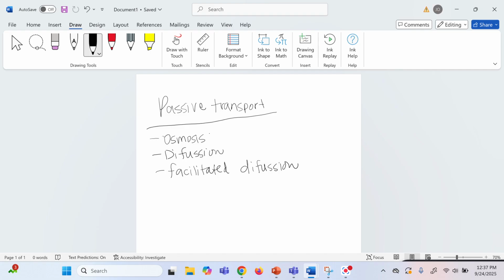Osmosis is the movement of water. Diffusion is the movement of all other molecules besides water through the membrane. These both go right through the membrane. And then facilitated diffusion goes through a protein channel. All three of these go from high to low, remember, up the hill to down the hill, high concentration to low concentration, and no energy is required.